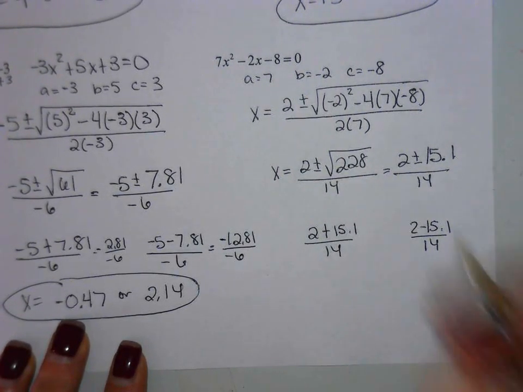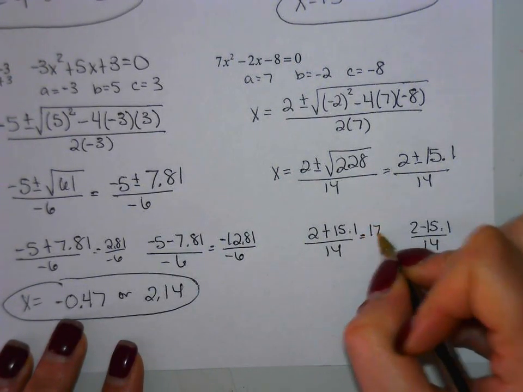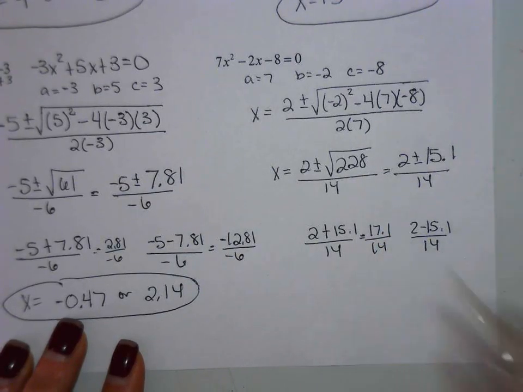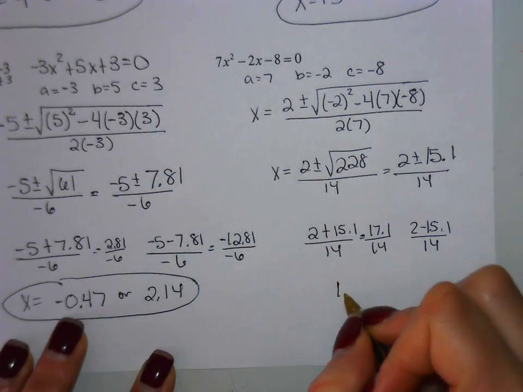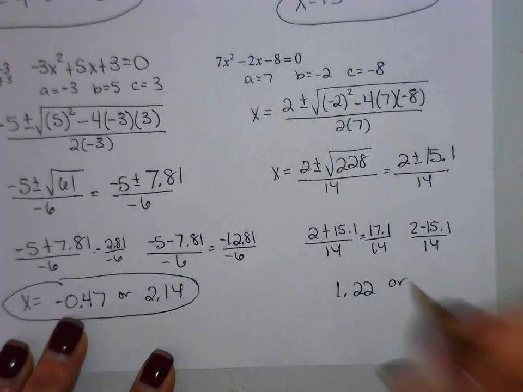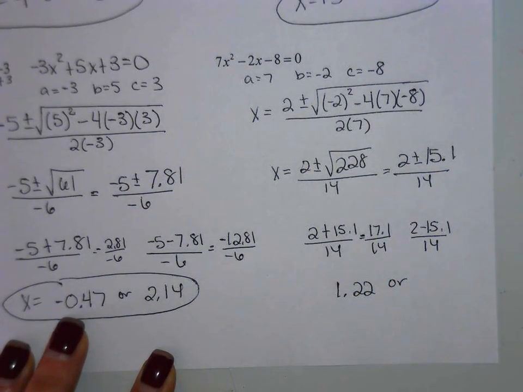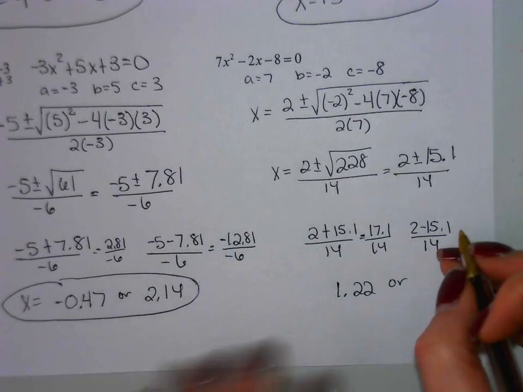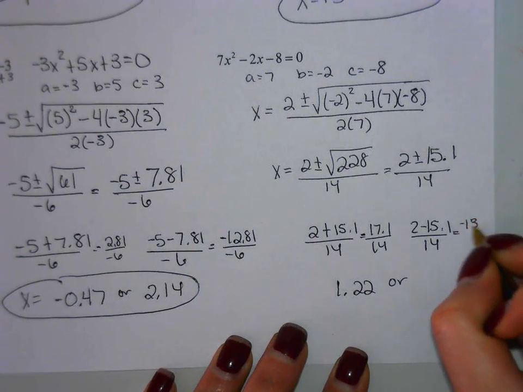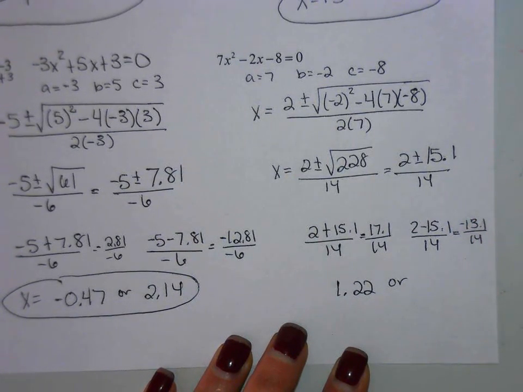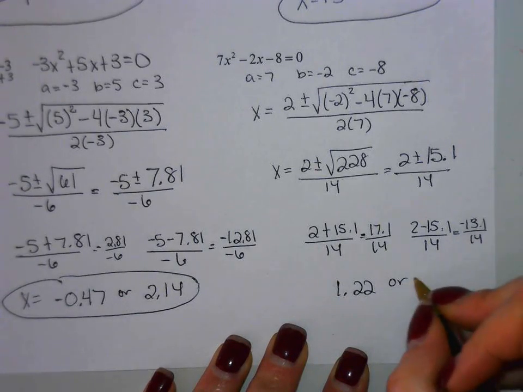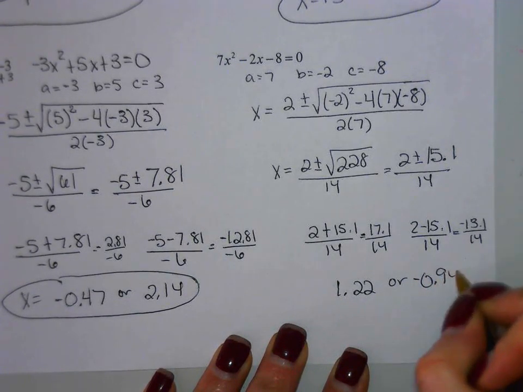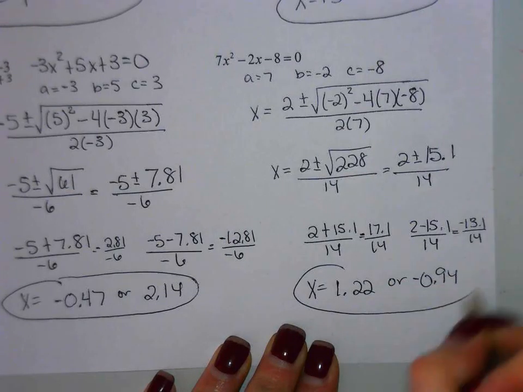2 plus 15 and 1 tenth is 17 and 1 tenth. When we take that and divide by 14, we have 1 and 22 hundredths. 2 minus 15 and 1 tenth is negative 13 and 1 tenth, and dividing that by 14 is negative 94 hundredths. So those are our two solutions for x.